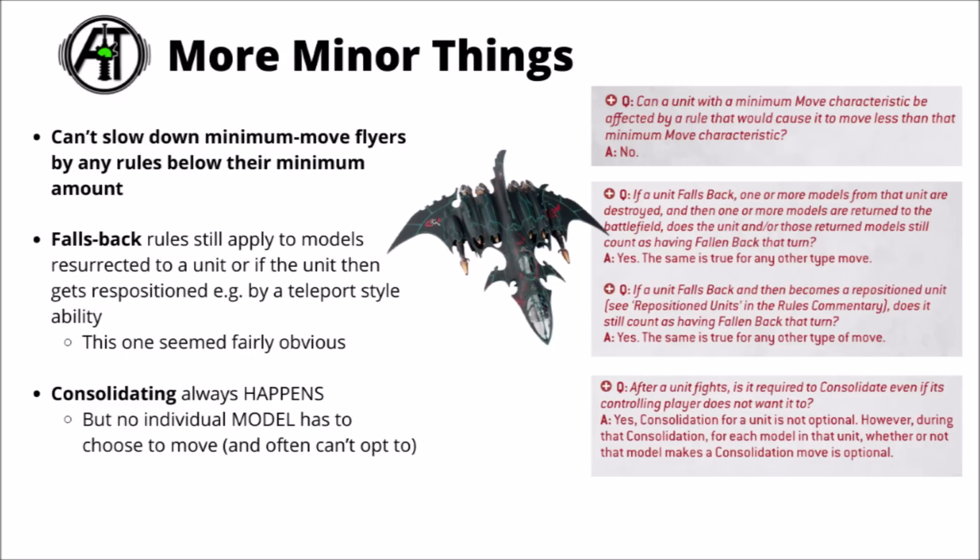For models that get to redeploy, if they've already fallen back, then the whole unit still counts as having fallen back, which seems fairly obvious. If you say I had some orcs fall back and then they used their jump to redeploy, they still count as falling back, so can't shoot their guns or anything. And the same applies to any models healed to a unit, the unit's still fallen back, so they count as having fallen back as well.